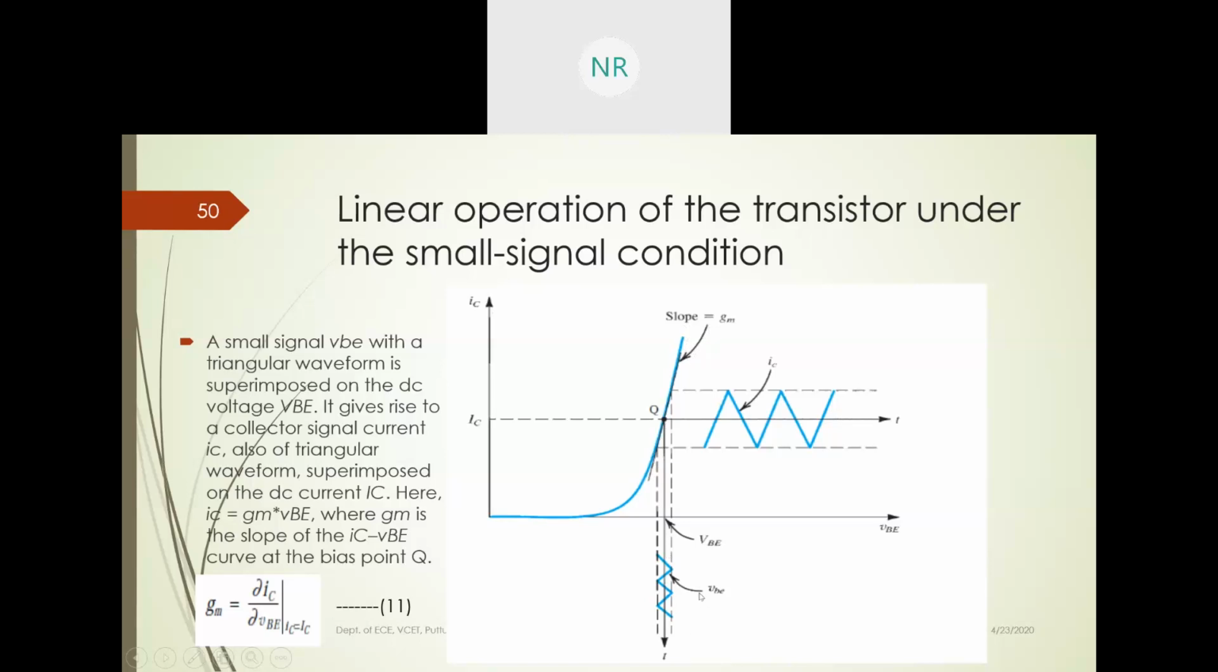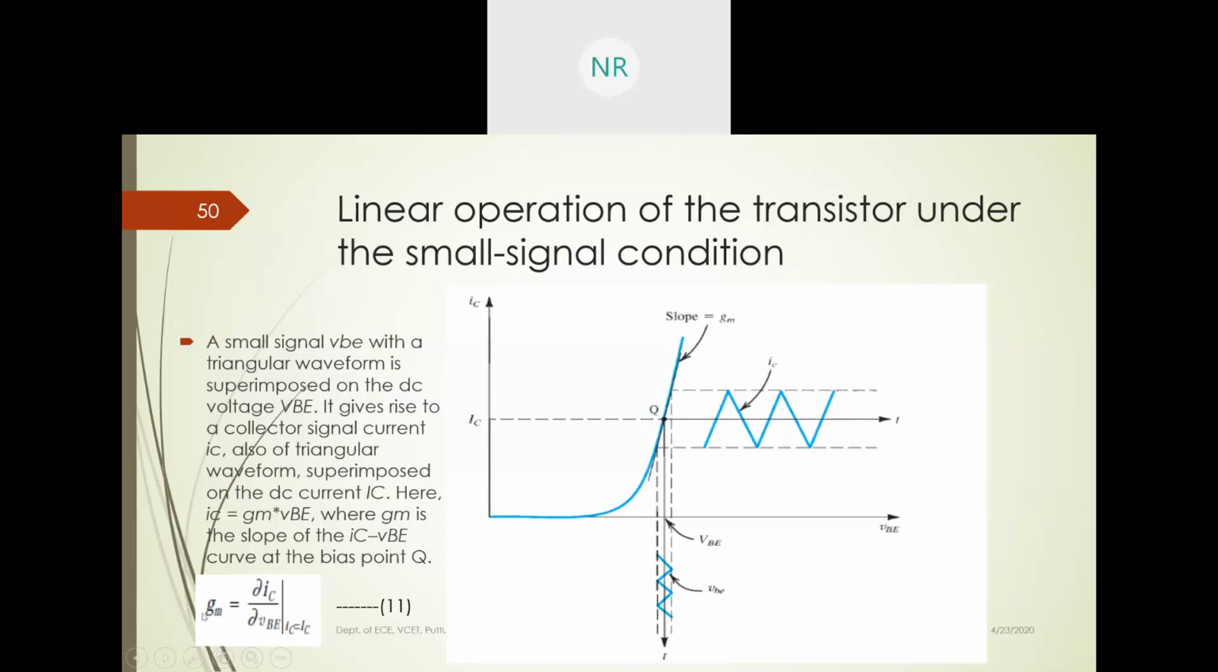Here they have applied the AC signal. This AC signal is superimposed on the DC component VBE, and because of that we get the collector current here, which is triangular because the input provided is triangular. This is a small signal, and for that we get the collector current like this. This AC collector current is superimposed on your DC. This is the Q point, the operating point of the transistor.